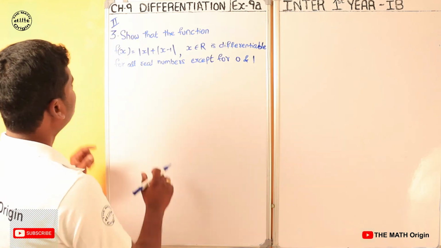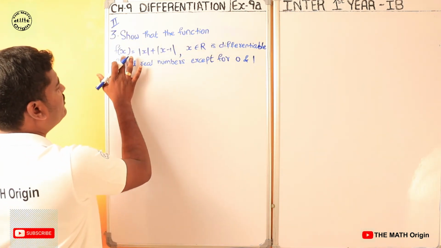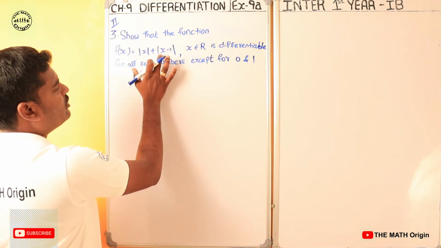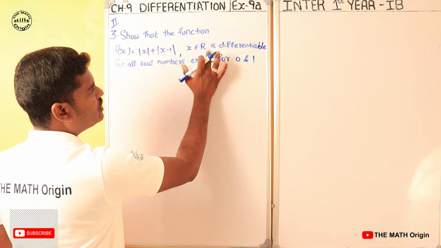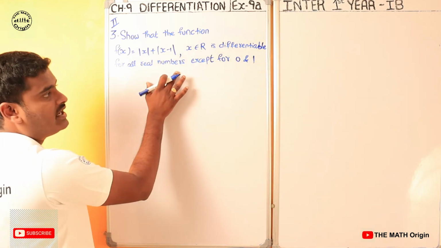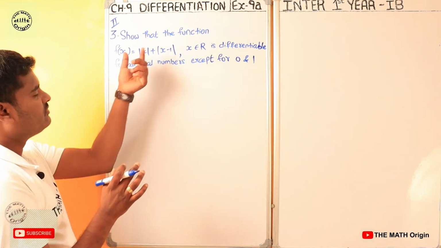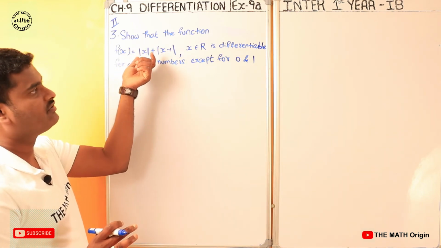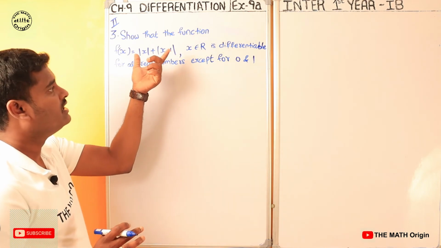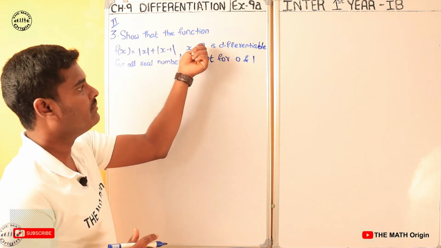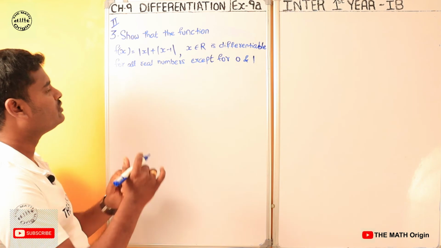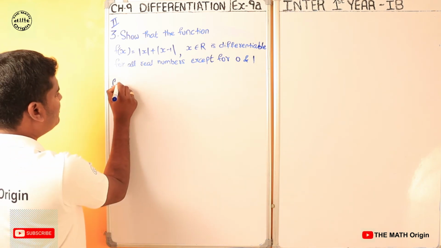Third question from the second section. Show that the function f of x is equals to modulus x plus modulus x minus 1, x belongs to R, is differentiable for all real numbers except for 0 and 1. That means the given modulus function, modulus of x plus modulus of x minus 1, it should be differentiable at all real numbers except 0 and 1. We have to prove that. So now let's take our function f of x.